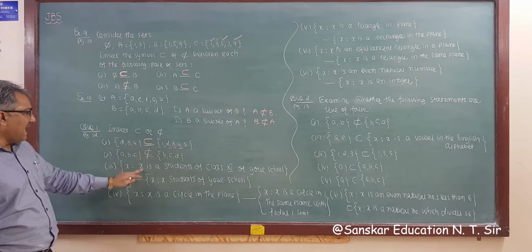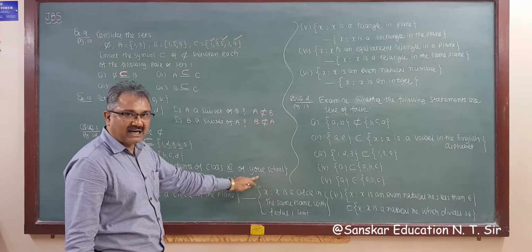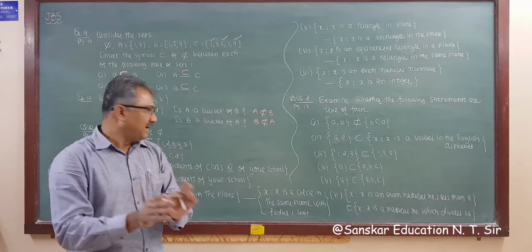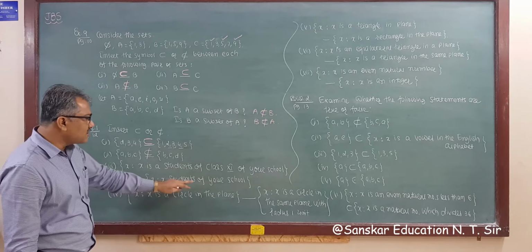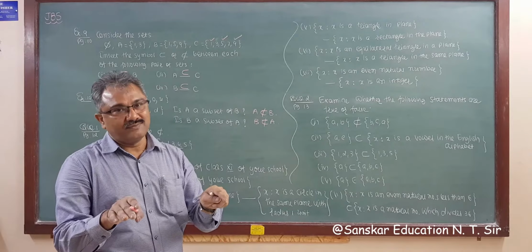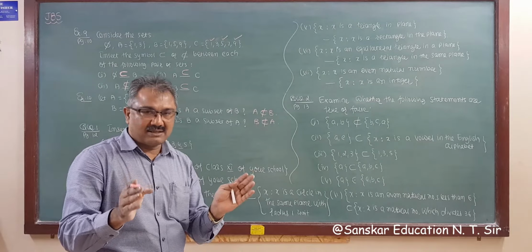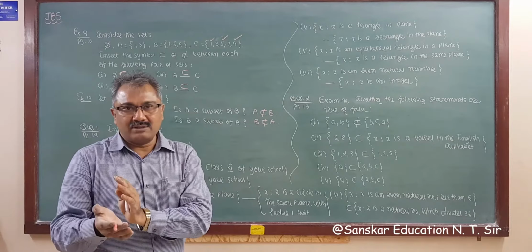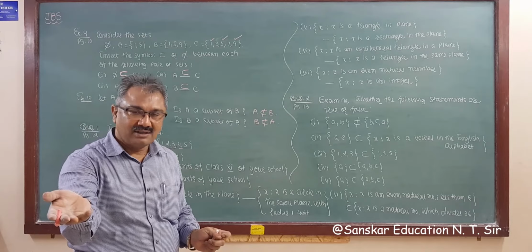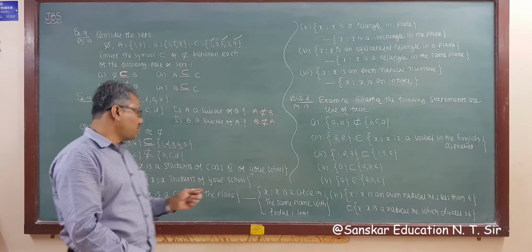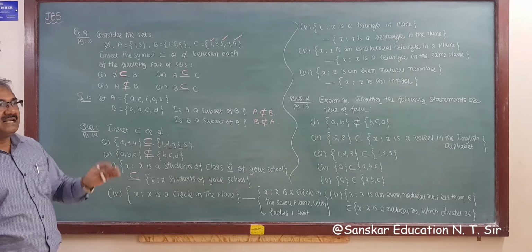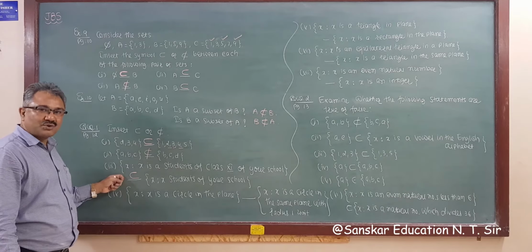Now this X. X is a student of class 11 of your class. Now suppose your class has 10 students or 50 students. And Y, the students of your school. So your class student is a student of your school also. Are all 50 students of your class students of your school or not? Yes, they are in the school. So this is a subset of this. So students of your class is obviously a subset of your school.